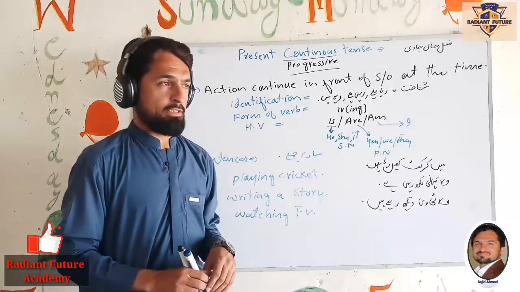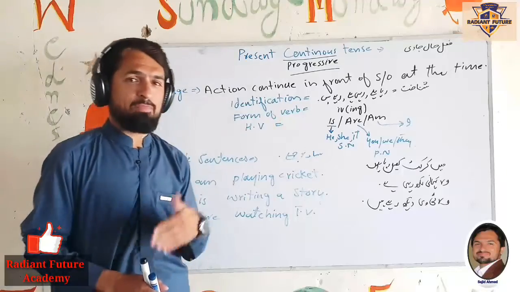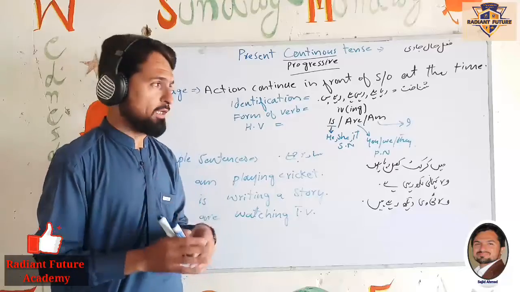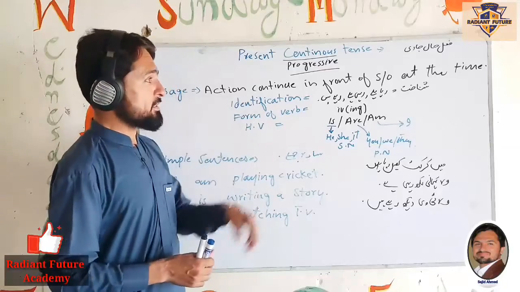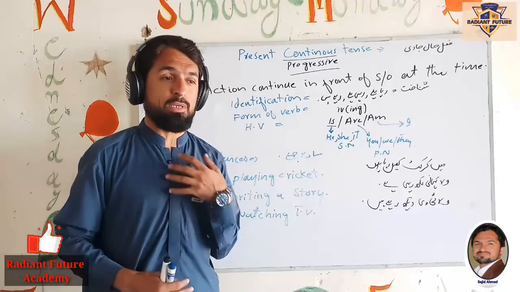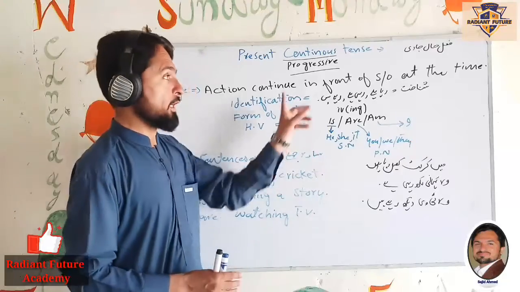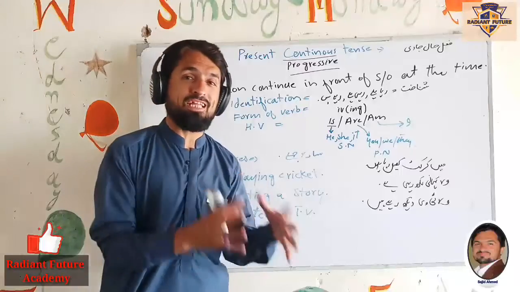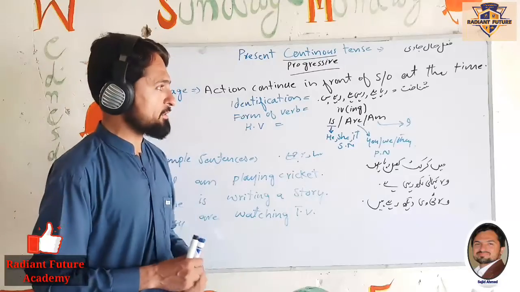Today we have present continuous tense. In Urdu it is called fi'l hal jari. In English it can be called present progressive tense. Continuous or progressive are the same. Where do we use this tense? This tense is used for those actions which are continuing at the time of speaking, happening in front of us for a short time. For those actions we use present continuous tense.